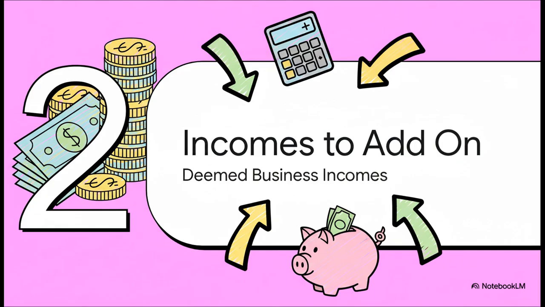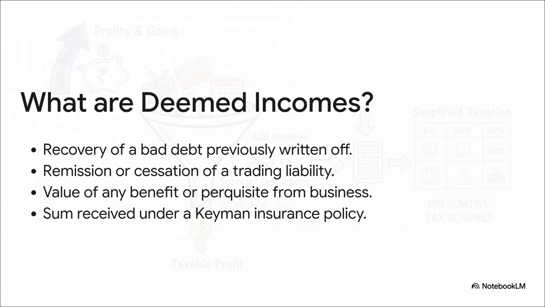All right, so we've added back the stuff we shouldn't have deducted. Step 2 of our funnel is a bit weird. Now we have to add certain incomes that the law considers profit, even if they never showed up as revenue in your regular accounting books. They're called deemed incomes.